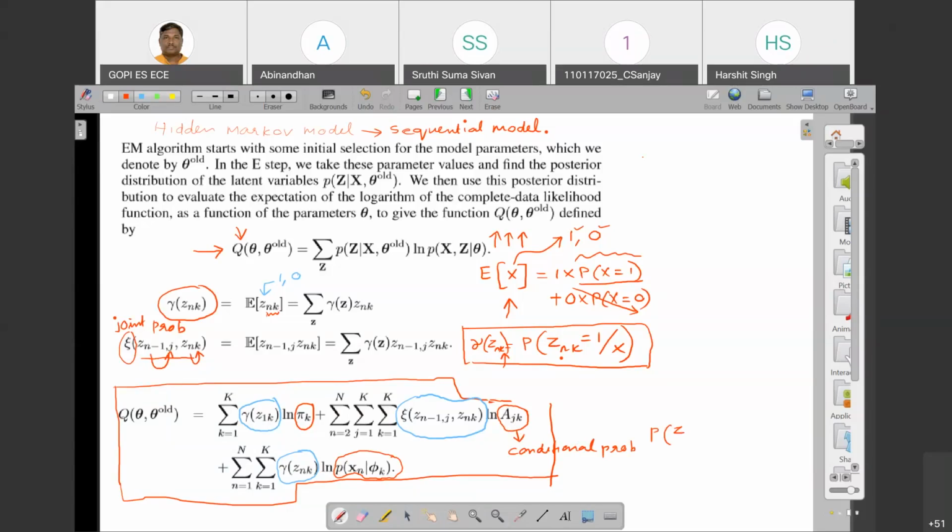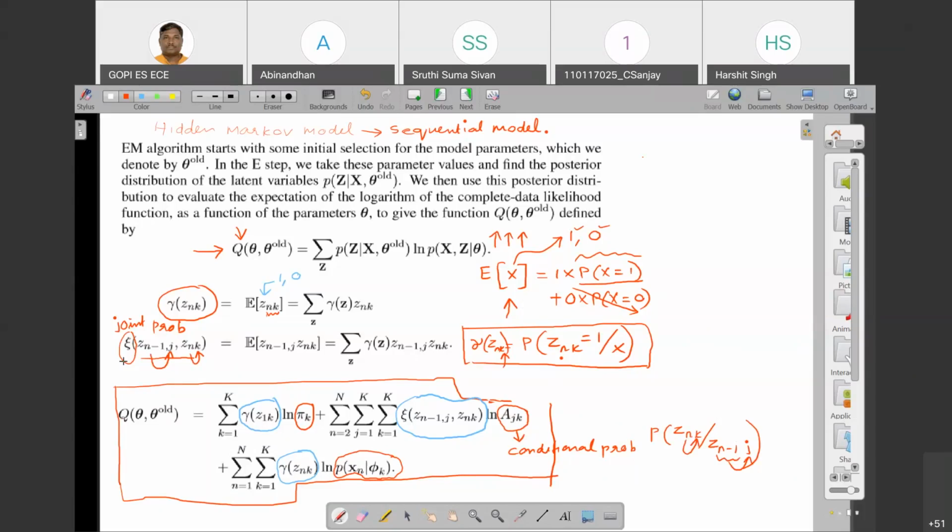Znk given Zn minus 1 j. That is the meaning of it. The moment I write ajk, it means the probability of Znk given Zn minus 1 j. It means that the n minus 1th element is getting generated with what? The jth state. And the nth element is getting generated with what? The kth state. But here it is a conditional probability.